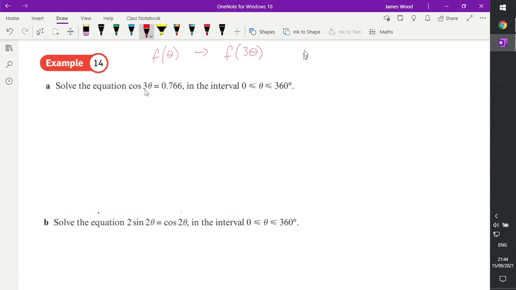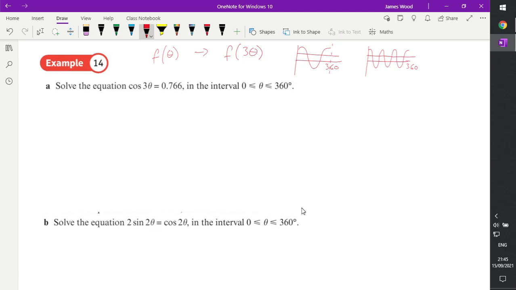Okay, so that means instead of my graph looking like the cos graph between 0 and 360, it's going to be squashed 3 times horizontally. So it's going to look more like this: 1, 2, 3 between 0 and 360. So I've got 3 waves instead of 1. So this is obviously going to give me many more solutions between 0 and 360. Normally, cos theta equals 0.766 would give me 2. Now I'm going to get 1, 2, 3, 4, 5, 6 solutions instead. I have 3 times as many solutions.